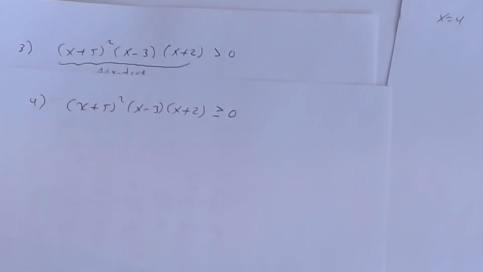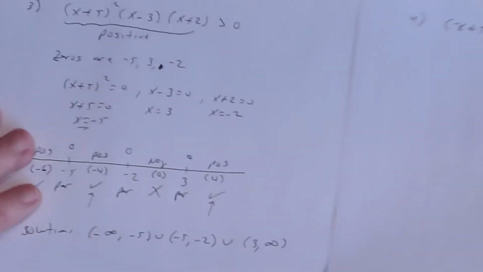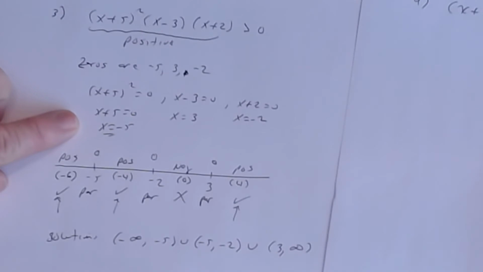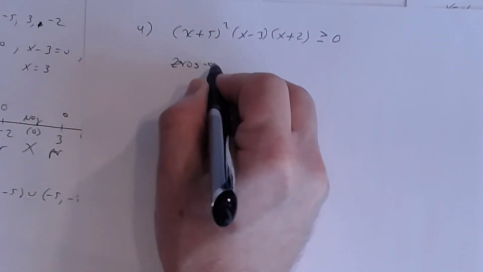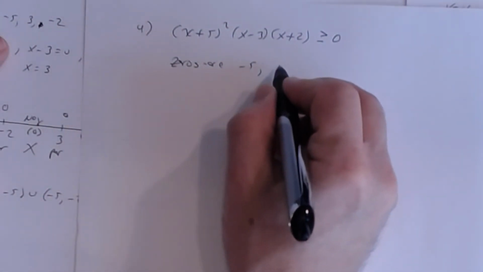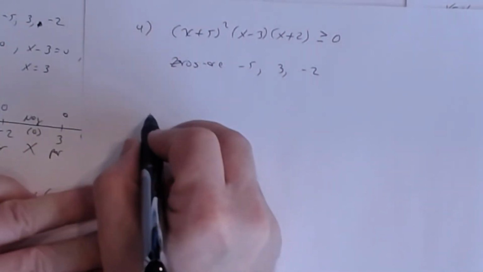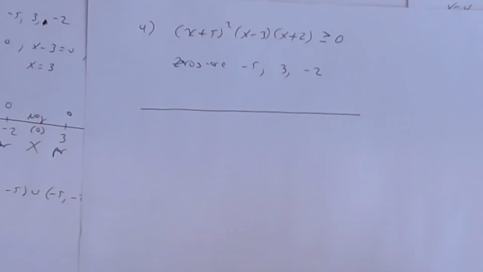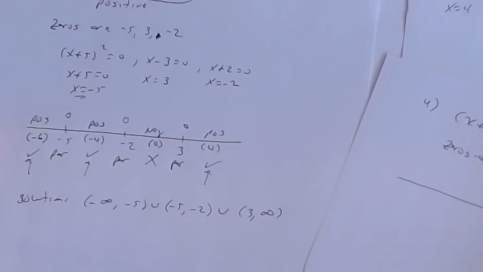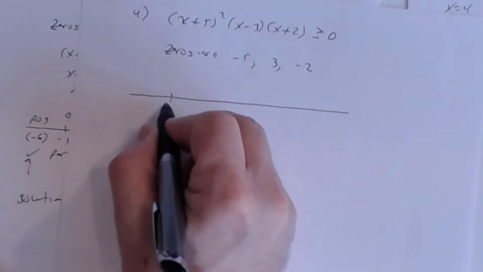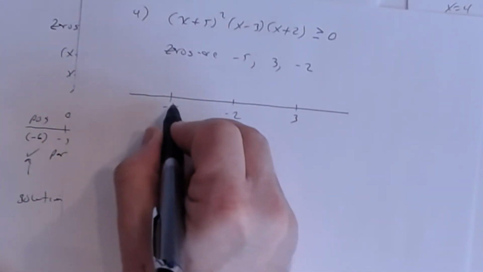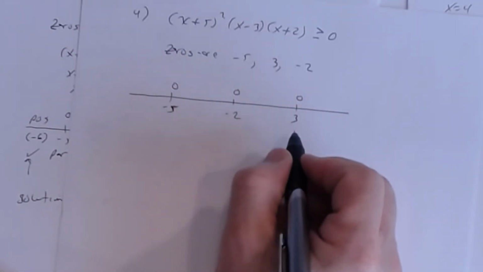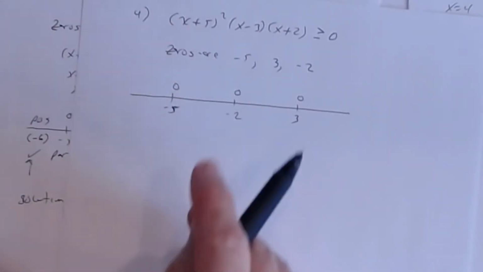Now, let me say this. All these steps right here, when you found your zeros, all those are correct. So I'm just going to put right here, the zeros are, remember we found them in the previous problem, negative 5, 3, negative 2. We put that on the number line just like we did in the previous problem, so all that's still the same. Negative 5, negative 2, and 3. We have 0 here, 0 here, 0 here, because those numbers make this left-hand side 0.